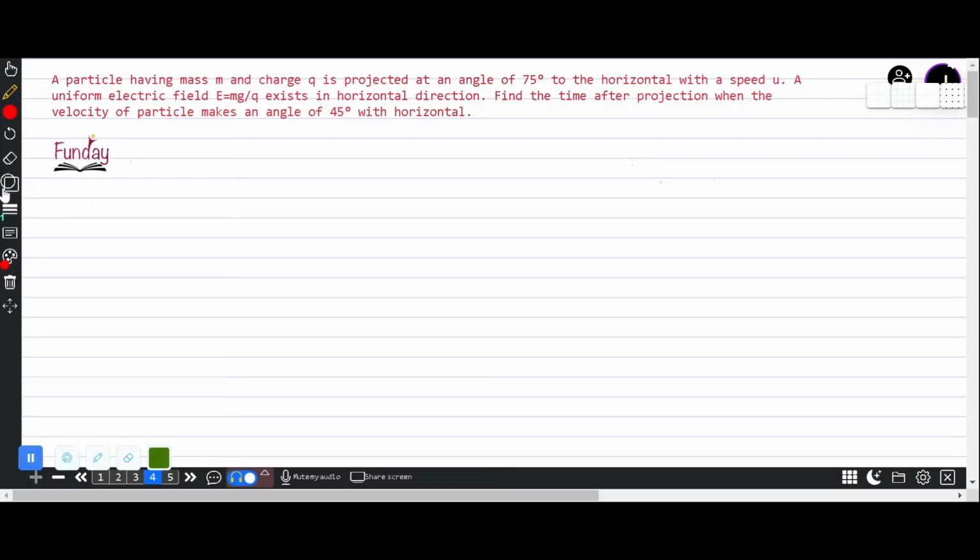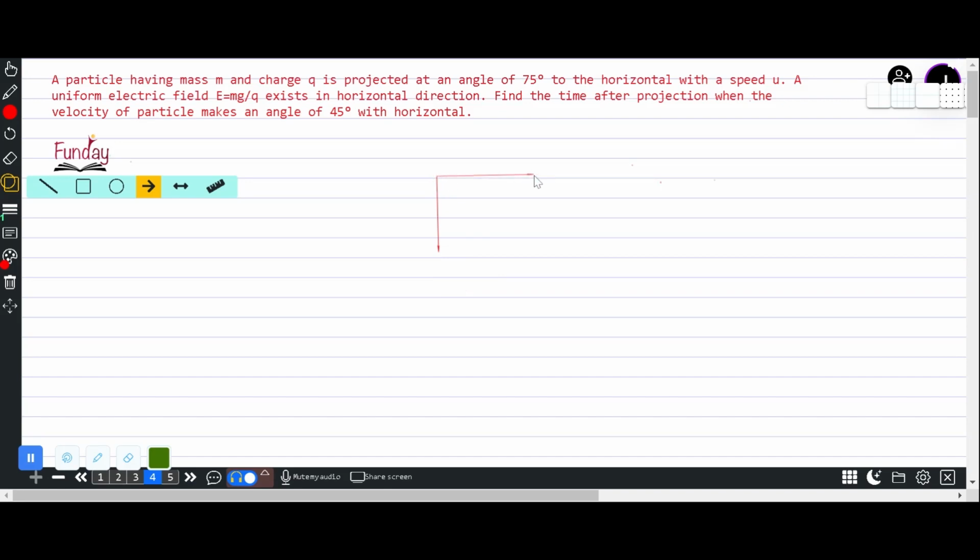Hi, this question says a particle having mass m and charge q is projected at an angle of 75 degrees to the horizontal with a speed u. A uniform electric field E equal to mg by q exists in the horizontal direction. Find the time after projection when the velocity of the particle makes an angle of 45 degrees with the horizontal.